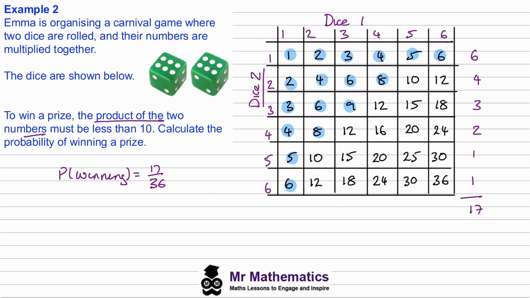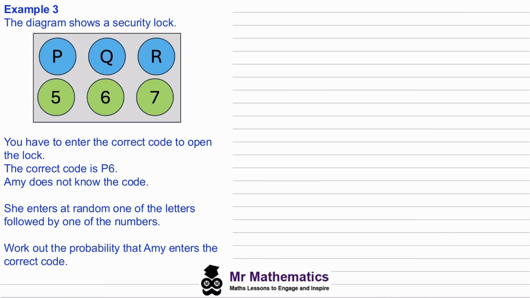Okay, let's try the exam style question. So for example 3, we're given that the diagram shows a security lock, and we have to enter the code to open the lock. The correct code is P6, but Amy does not know the code, and she entered at random one of the letters followed by one of the numbers. Work out the probability that Amy enters the correct code. So do you want to try this question yourself? You can pause the video and come back when you're ready.